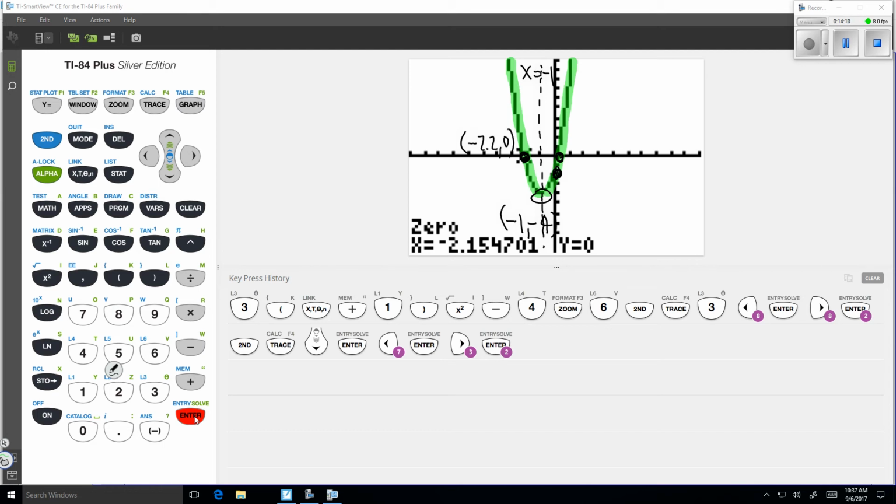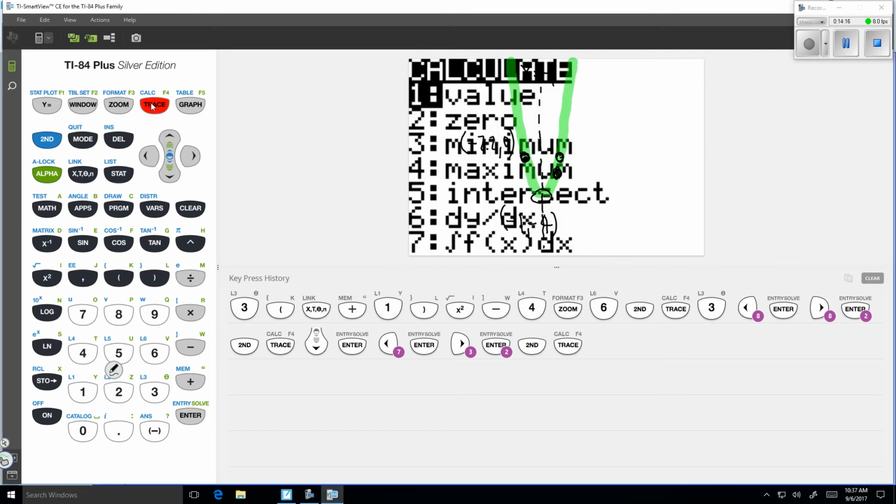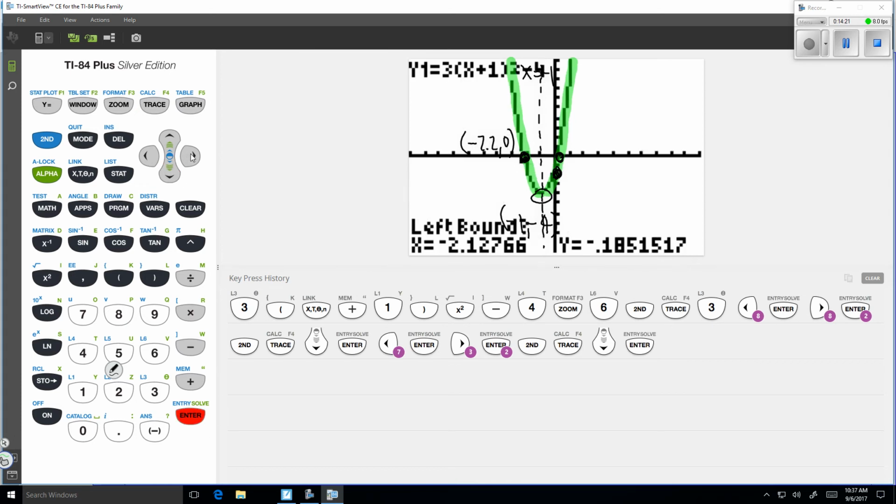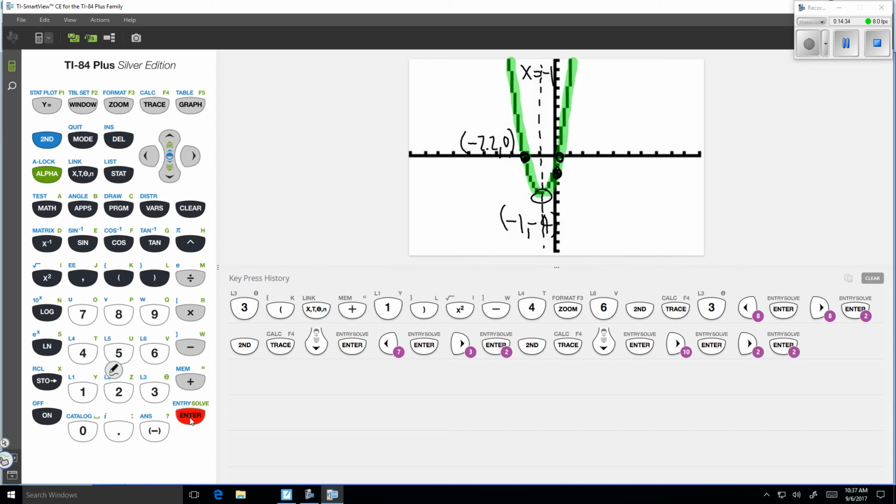All right, so we're going to repeat this for the other one. So second calc, and again 0, enter. And this time we're going to arrow over close to, but below and to the left of the x-axis on the right side. That's our left bound, and then arrow to the right and above. That's our right bound, and then enter for our guess. And again, to 1 decimal point, that's going to be 0.2, 0.